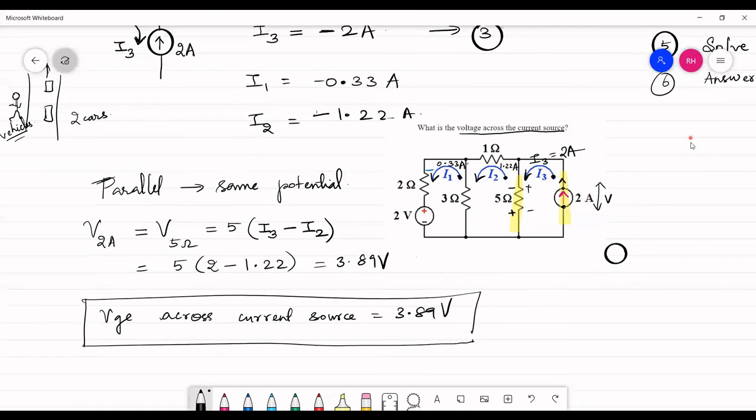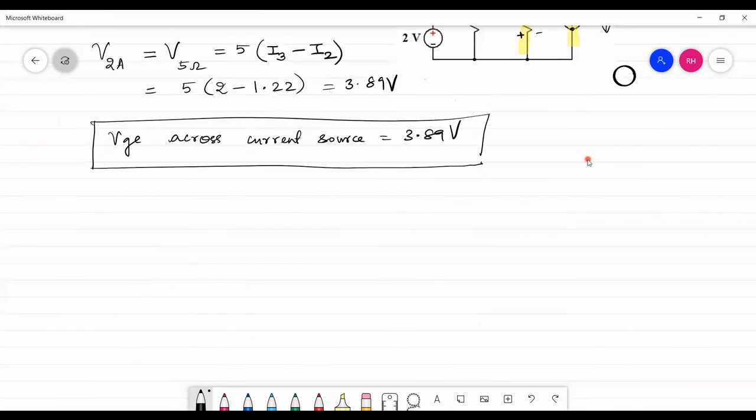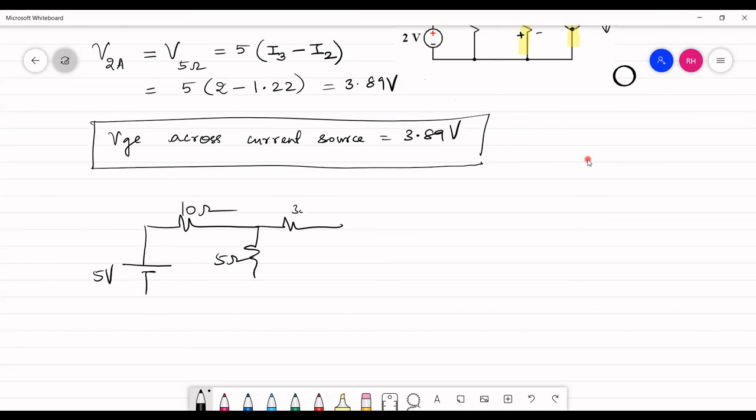So let me again explain. If you have a current source at the periphery, don't worry. Look at the value of current that is coming from the current source. Just equate it to the mesh current. If this is going to be the mesh current, you could just write I3 is equal to 2 ampere. So let me quickly give you one circuit. 5 volt. Here you have a 10 ohm resistor, a 5 ohm resistor, a 3 ohm resistor, and here you have a 2 ampere current source.